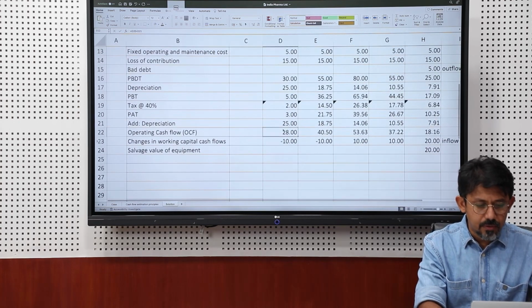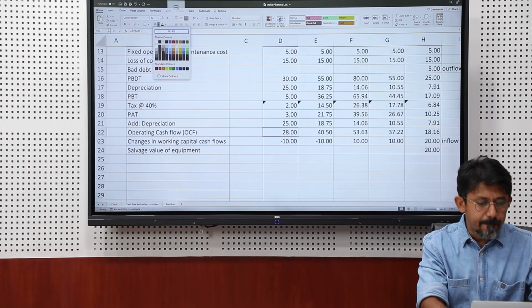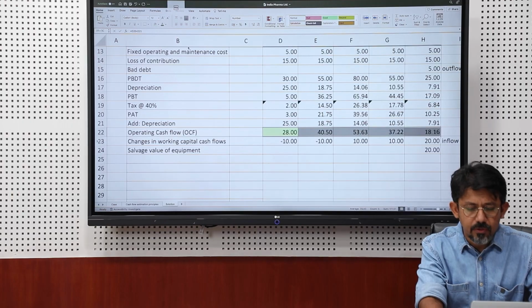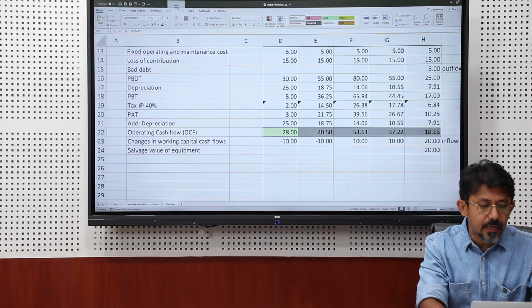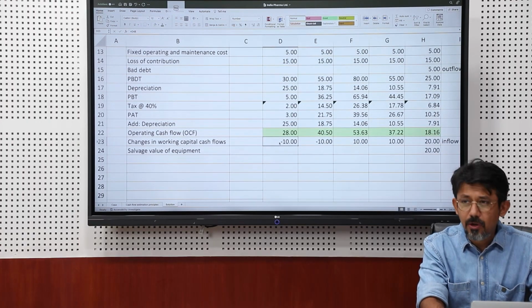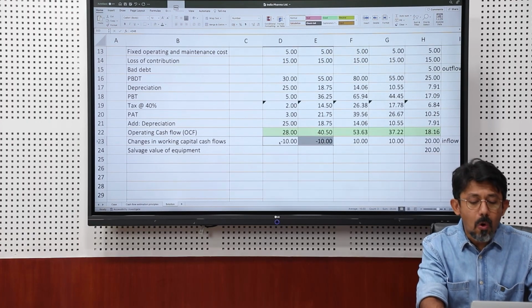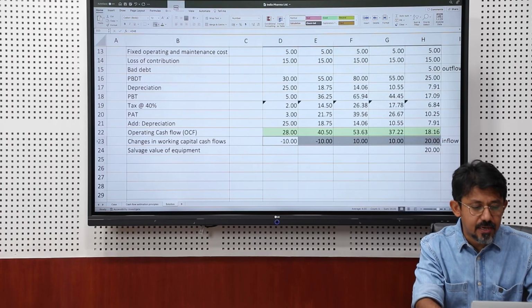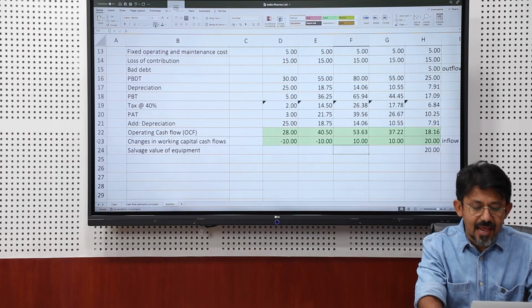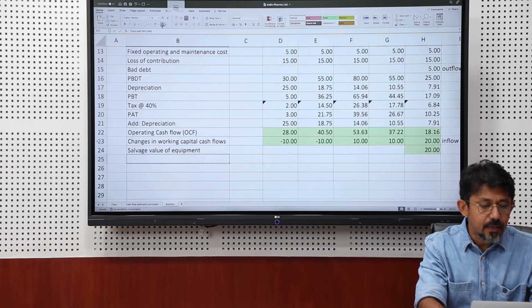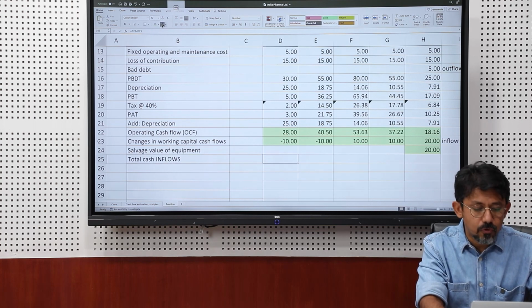So, let me look at the cells from here. My operating cash flow was 28, 40.5, 53, 37 and 18.16. In that, I either deduct, because it is minus 10, or I add the working capital cash flows because it is plus 10, 10 and 20, and salvage I add only in the last year. This would give me my total cash inflows.